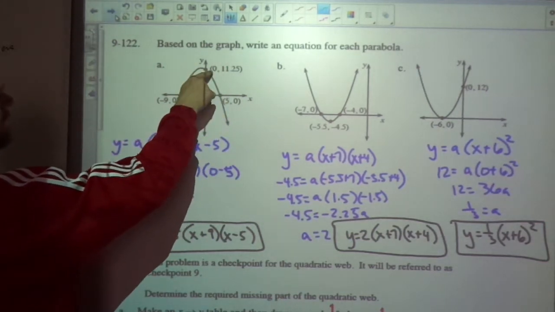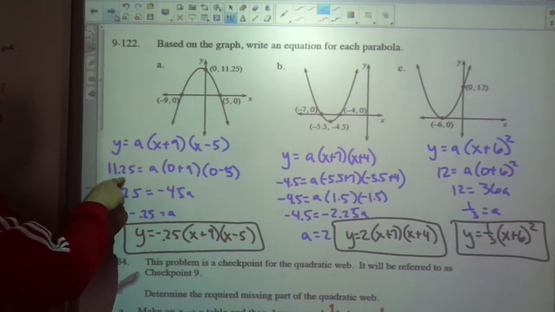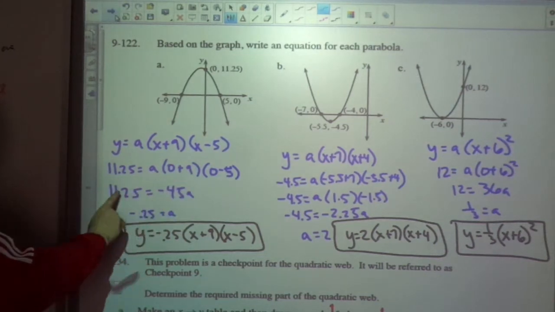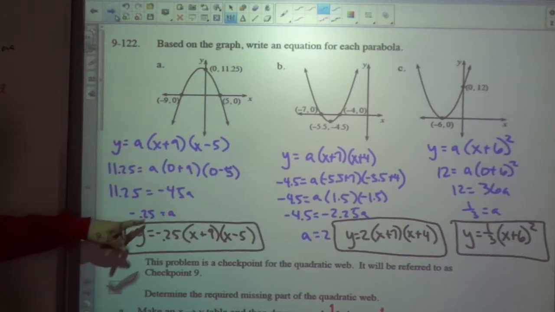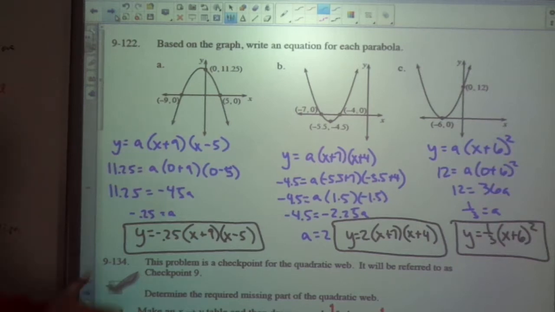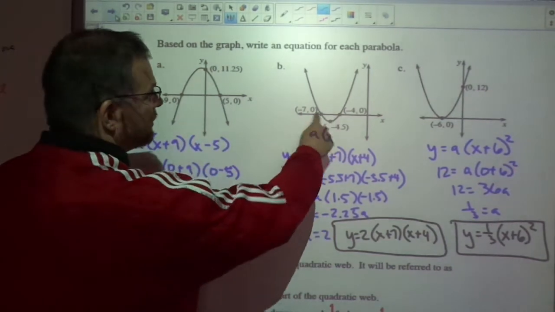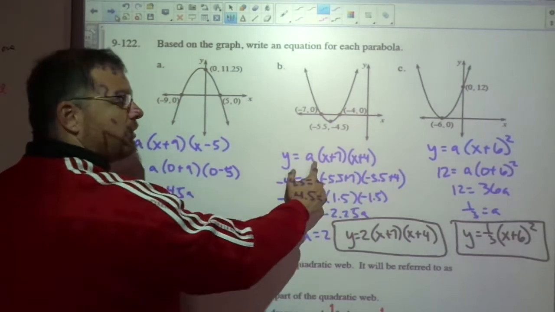So I plug in this for x and this for y in my equation, and I solve it for a. And I got -0.225 for a, so that becomes my front number. So I write the a value and then x plus 9 and x minus 5. Kind of the same thing here. They give me x-intercepts, so here's my starting equation. I don't know a.